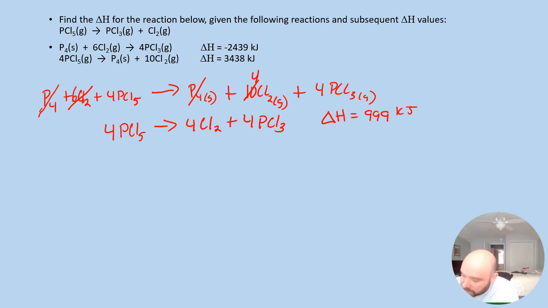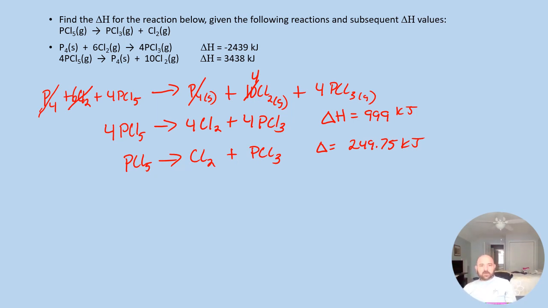So we would just rewrite everything. PCl5 yields Cl2 plus PCl3. And the delta H is 999 divided by 4. 250, just about. 249.75. Delta H for this reaction is 249.75 kilojoules.